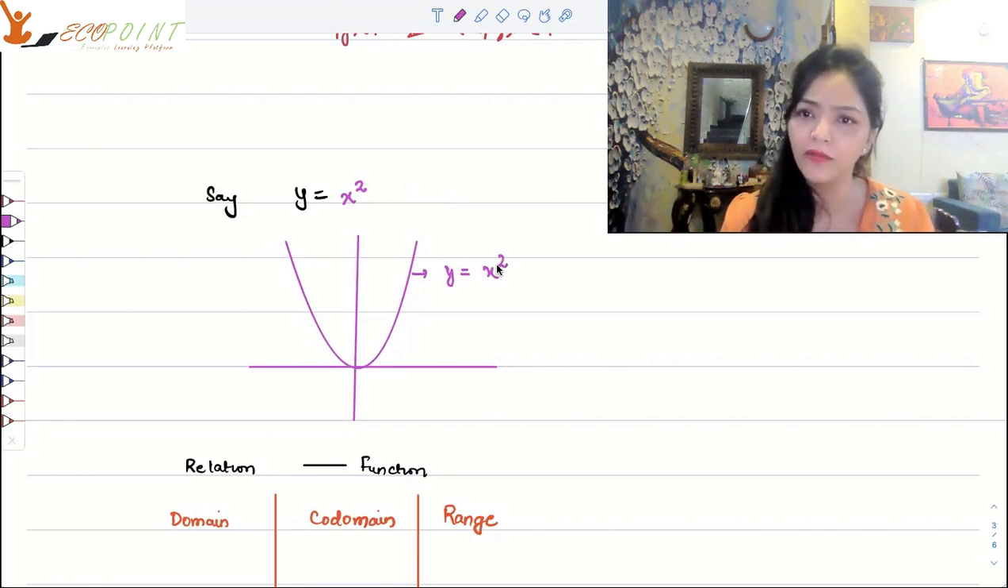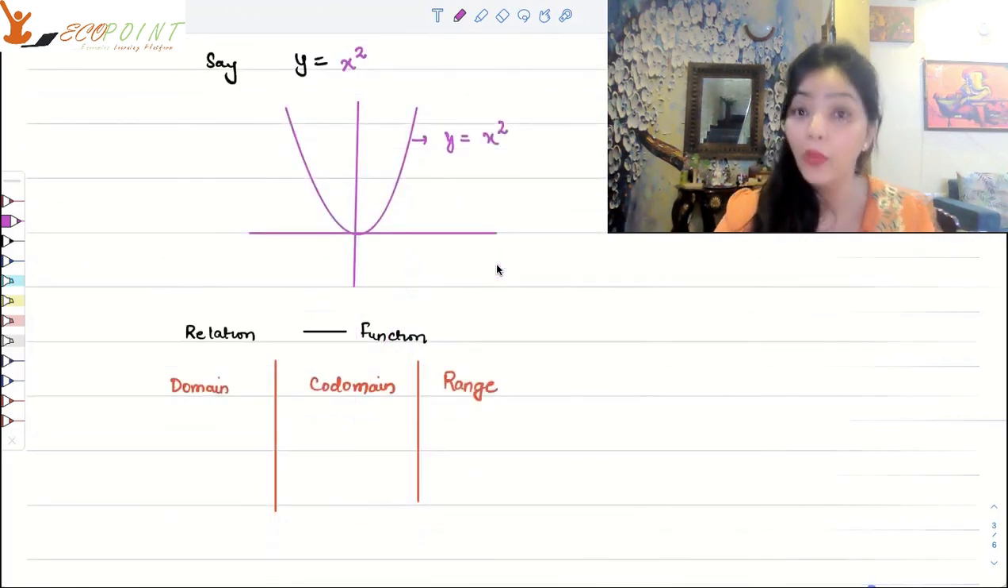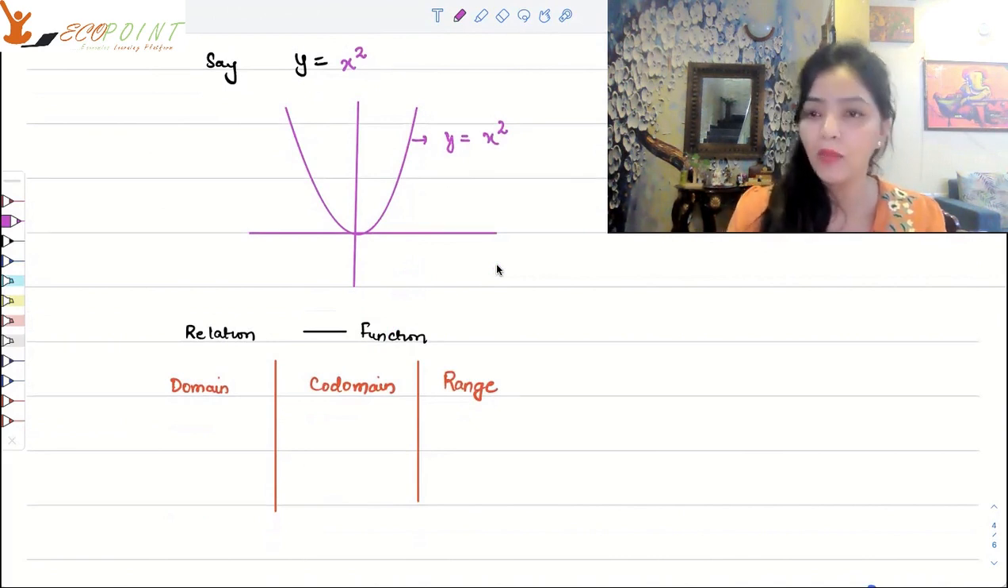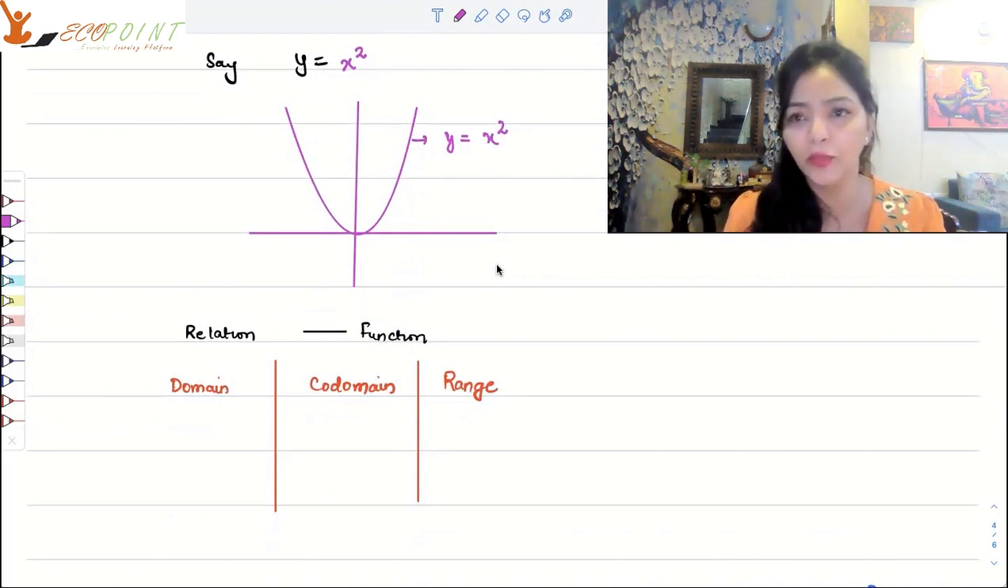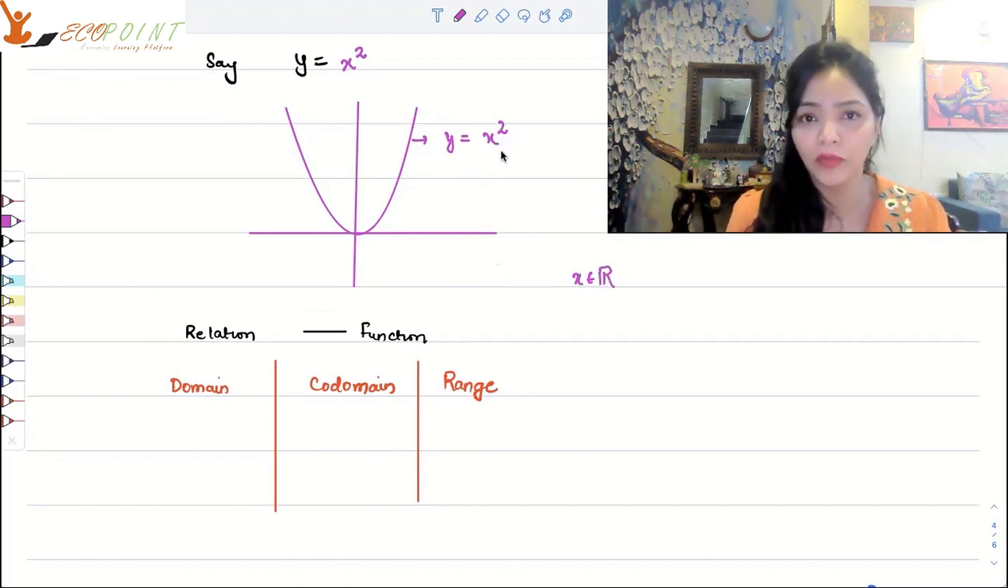Is this a function? Well, indeed, this relation is a valid function because, number one, if I give any input, what kind of input will I give to x squared? I can give all real numbers, and I don't have any issue here. If I give a real number, I am going to get a y.